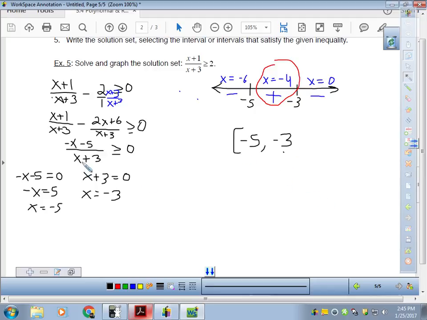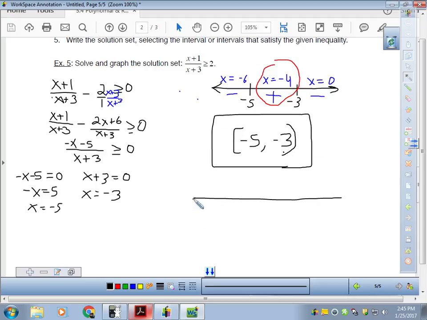Negative 3, though, when I plug in, negative 3 plus 3, that would give me 0 on the bottom. I don't want 0 on the bottom, so I have to exclude the negative 3. Even though the inequality says I'm allowed to include the endpoint, because it makes the bottom of the fraction 0, I have to exclude it. So there is my answer.